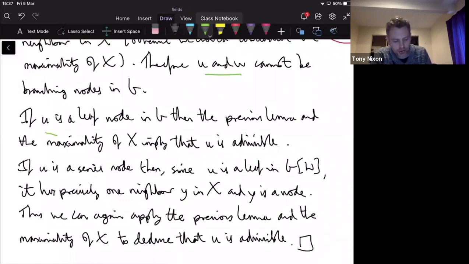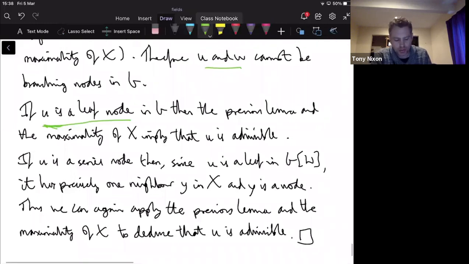So if U is a leaf node, then that was the only assumption needed in part B of the previous lemma. So we just apply the previous lemma to find a larger node critical set, which contradicts the maximality of X and would mean that actually U would have been admissible, and so we'd be done.